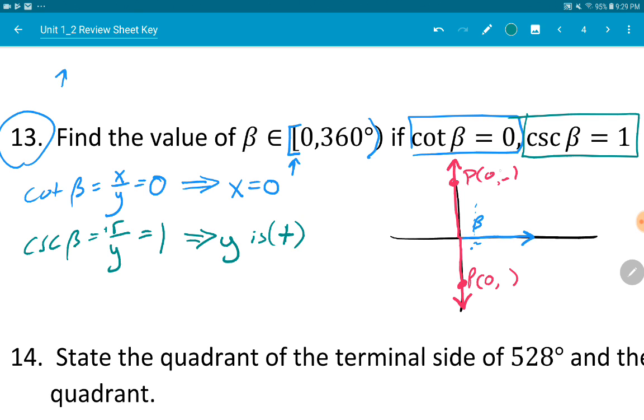So if y is positive, it must be up here, because this would be a negative y, and that's no good. So that means our terminal side is indeed this guy right here, and that must mean that our beta is 90 degrees, because our terminal side is on the positive y-axis.